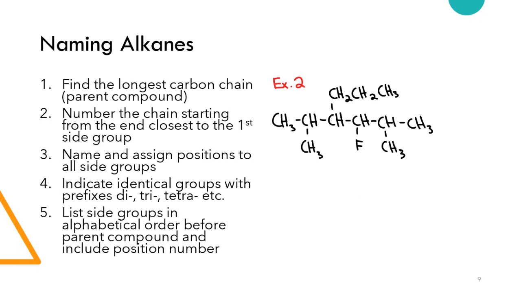Okay. So we said that this is our carbon chain. So our side groups are here, here, and here. I'm going to start counting on the end that's closest to my first side group, which is going to be this bottom one right here. I have 1, 2, 3, 4, 5, 6, 7. So my parent compound, my longest chain, is 7 carbons long. So again, my parent compound is going to be heptane.